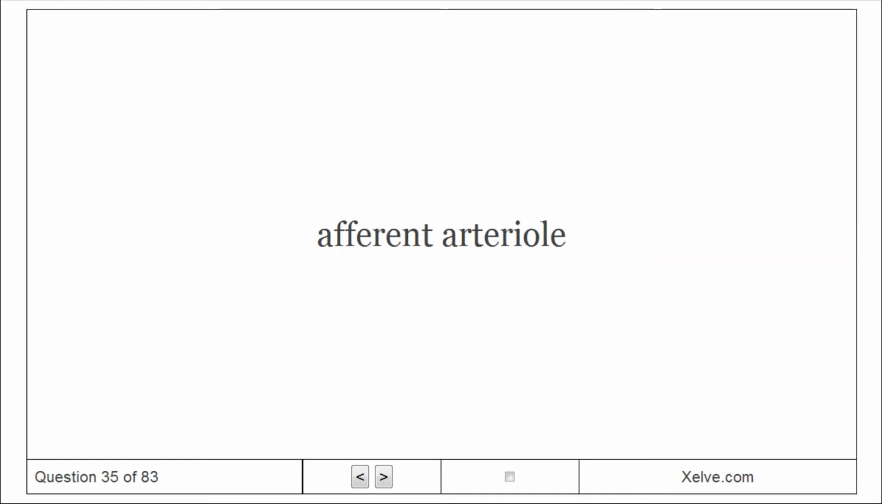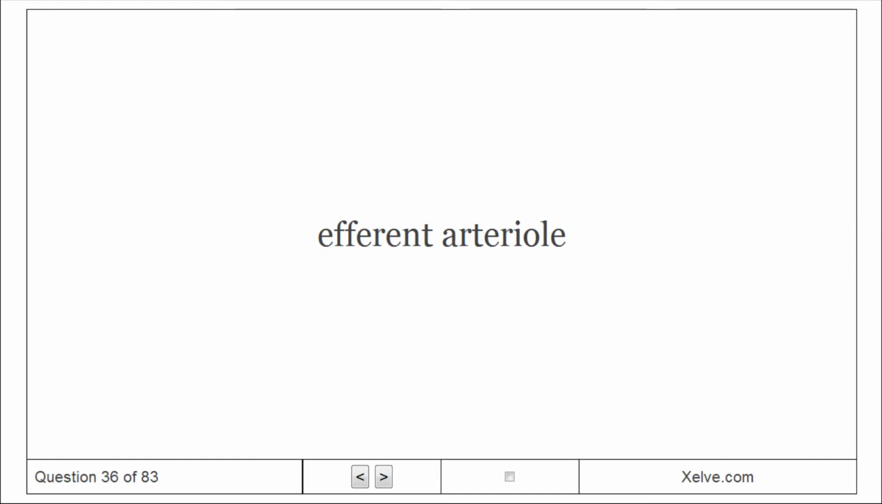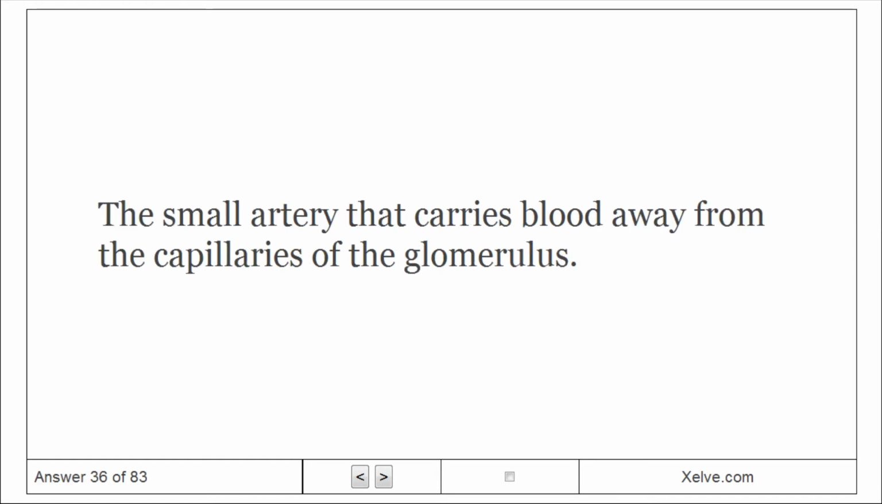Afferent arteriole. The small artery that carries blood toward the capillaries of the glomerulus. Efferent arteriole. The small artery that carries blood away from the capillaries of the glomerulus.